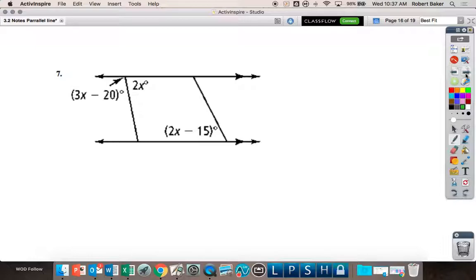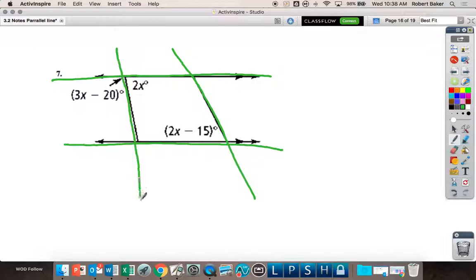How about this one? These lines are parallel. Alright, so this line and this line are parallel. Sometimes it helps to extend the line so you can see them. Those are not. So these are not parallel.